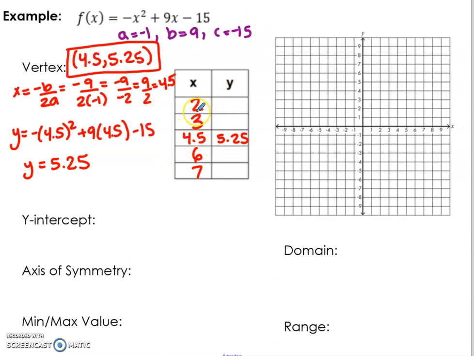So again, if I plug in 3 for my x, that's going to end up giving me 3. Because it's symmetric, it will also be 3 for 6. If I plug in 2 for x, that will give me negative 1. Same thing goes for if I plug in 7 because it's symmetric. So I can go ahead and plot these points.